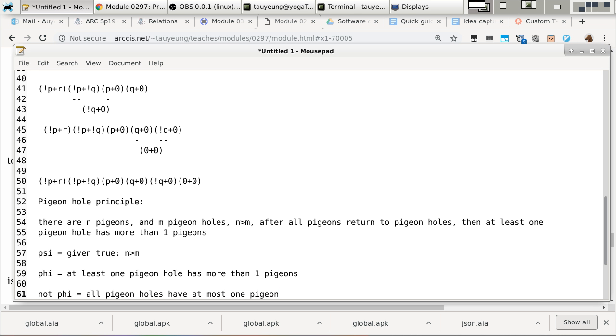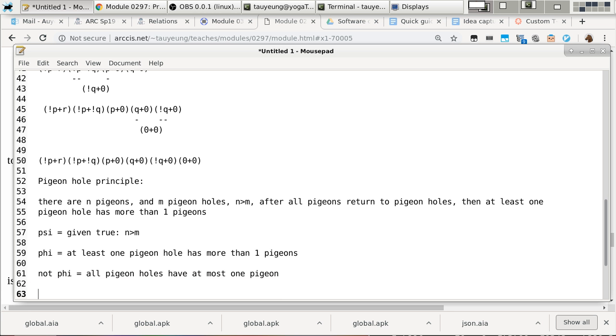Okay, so I'm just throwing that out here so that we can relate this to things that we have already talked about. So now we are looking at psi and not phi. Psi and not phi is basically saying we got more pigeons than there are pigeonholes, and all pigeonholes have at most one pigeon. Why is that a contradiction? Why is that not possible?